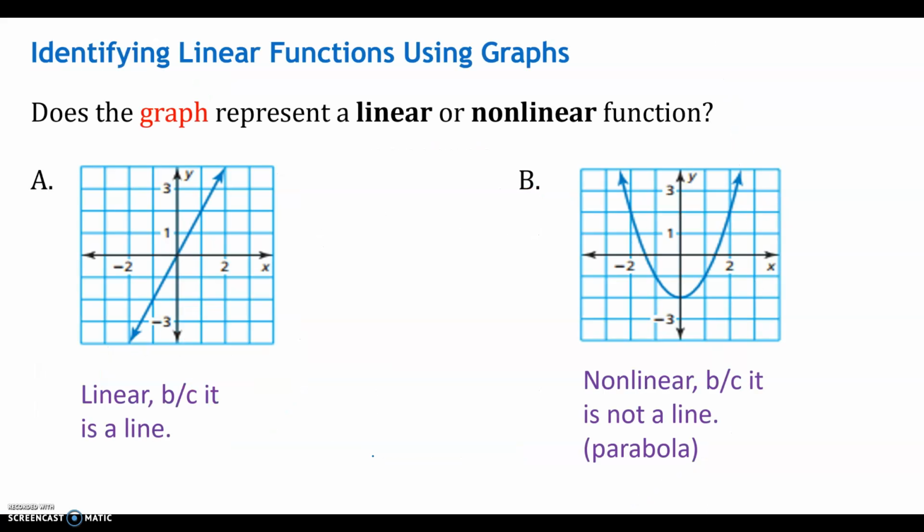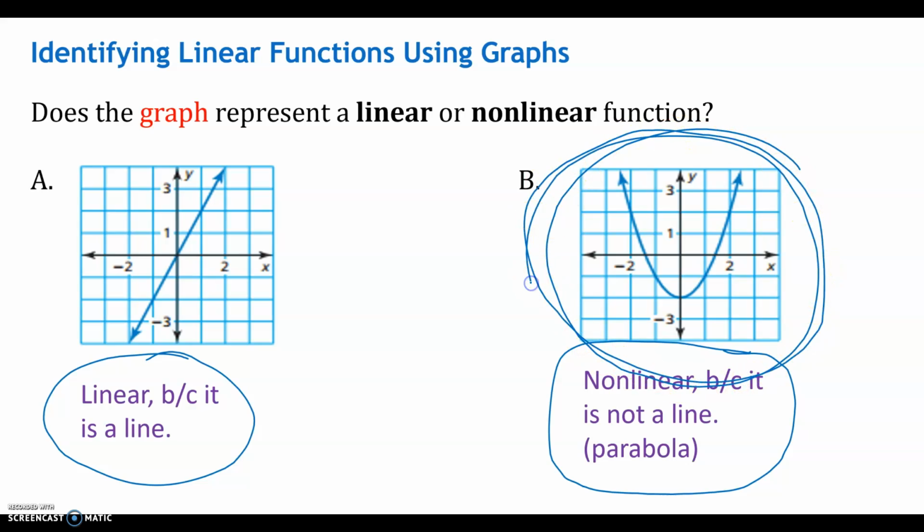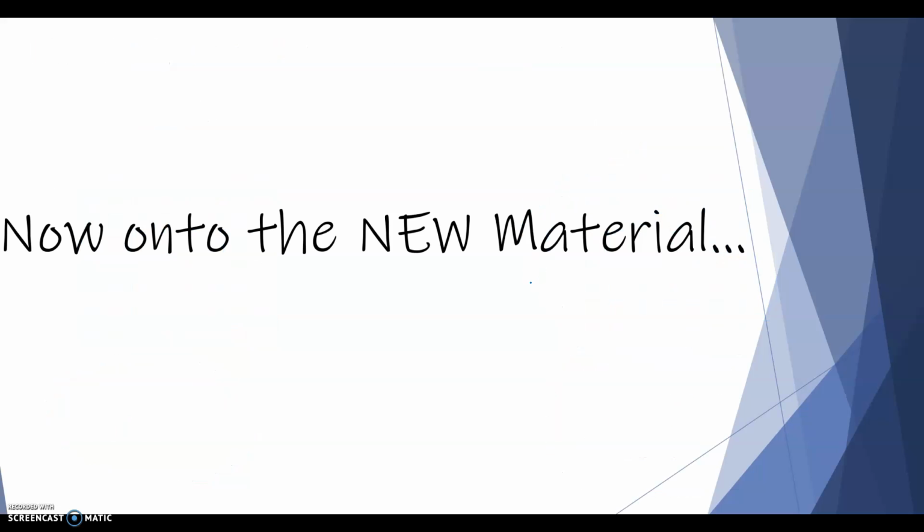So these were 2 examples that you learned in chapter 3. So does the graph represent a linear or non-linear function? Obviously, letter A is linear. It is a line, but letter B is non-linear because it was not a line, and I told you that it was a parabola. This is what this entire chapter is all about. This is a quadratic function, and is otherwise known as a parabola. So you're going to see several of these U-shaped graphs, and they are called parabolas. So that should all have been a review. And let's get on to the new material.